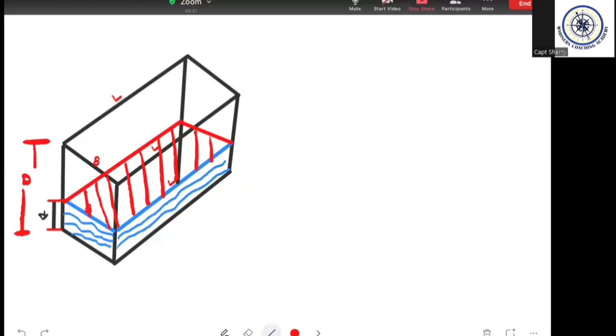which will be drawn against the ship on the surface of water will still be the same. So the water plane area will still be the same in the case of a box-shaped vessel. Let it be the bigger draft D or the smaller draft D, it will not change. Understood or not?